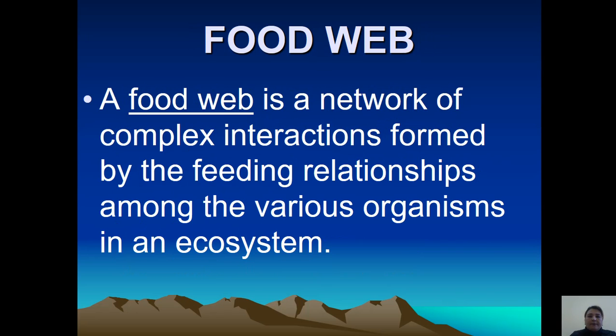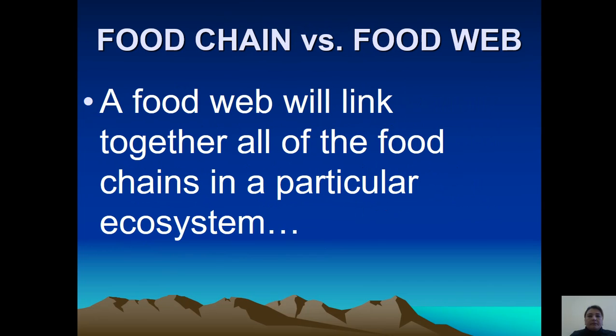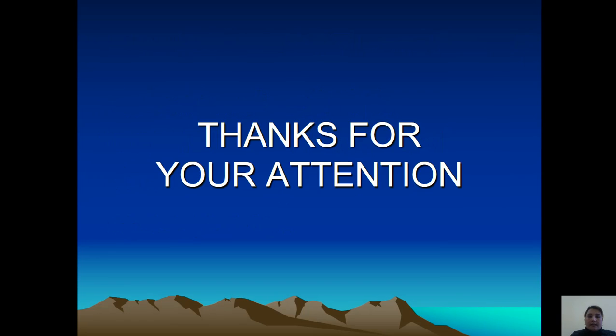So next, the food web. A food web is a network of complex interactions formed by the feeding relationships among the various organisms in an ecosystem. Food chain and food web. Also, a food web links together all of the food chains in a particular ecosystem.